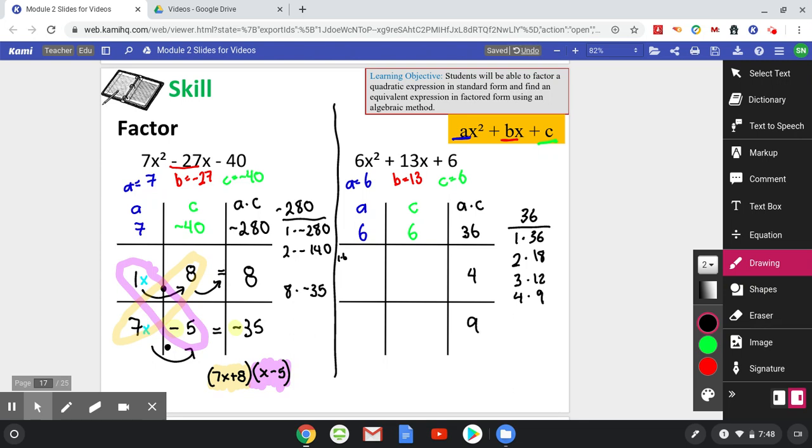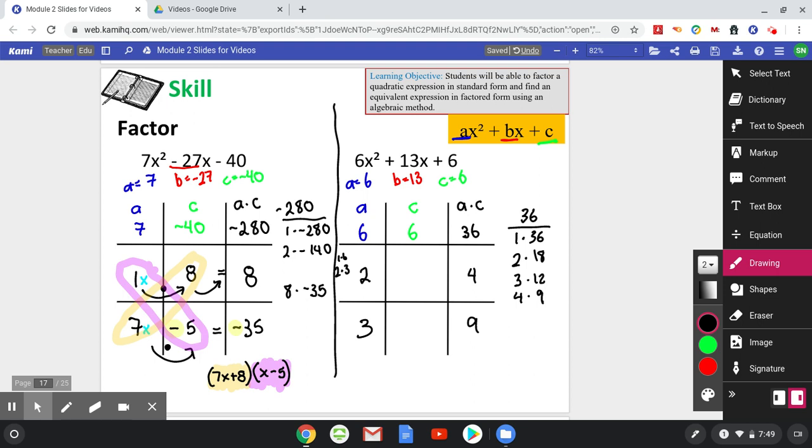Is there another way to get 6? What if we multiply 2 times 3? Those are two different factors. Now, let's try number 2. Does 2 go into 4? So if I were to divide 4 by 2, I would get 2. That means, yes, 2 works for that specific number. So I will be putting 2 here, and I have to put 3 here.